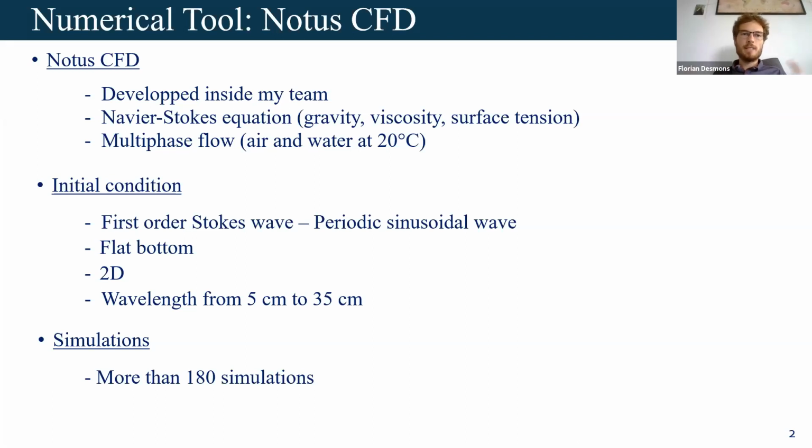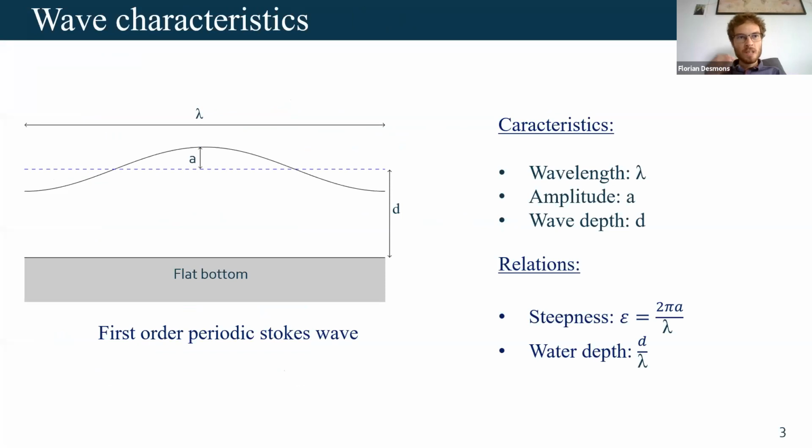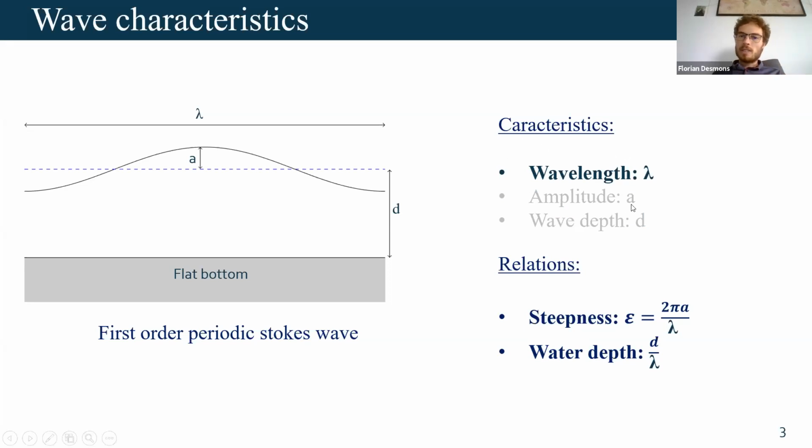In order to create these 3 maps of phenomena, I performed more than 180 simulations. This is a representation of the wave characteristics I've taken, with lambda the wavelength, A the amplitude, and D the water depth. And this is the relationship that we can calculate thanks to these characteristics: the wave steepness, the water depth. Today I'm going to use these 3 wave numbers, which are the wavelength, lambda, the wave steepness, epsilon, and the relative water depth, which is a ratio between the water depth D and the wavelength. One thing that you should know is that all of the results that I'm going to present come from a wave which is moving from the left to the right.